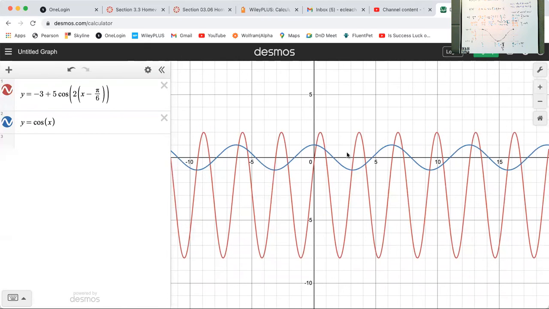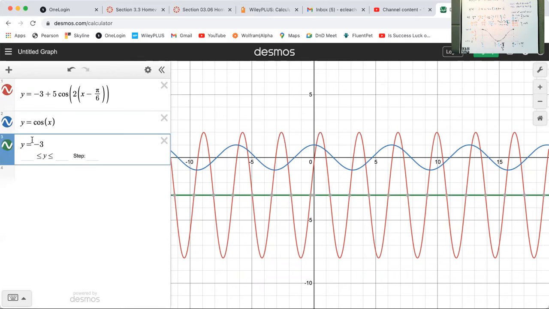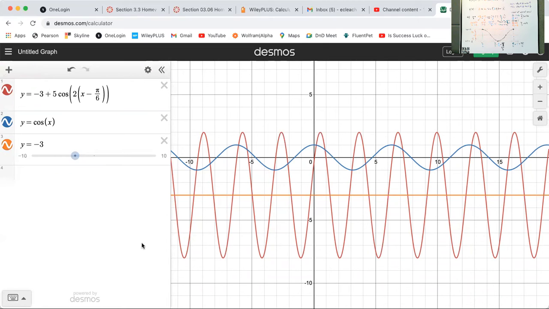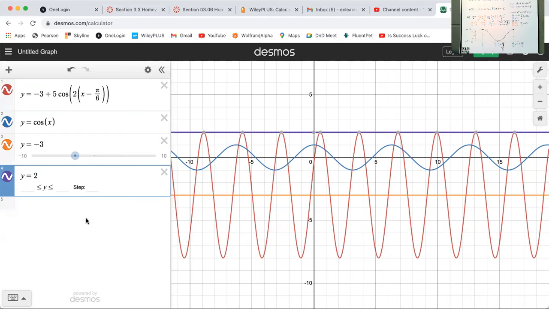So there's our original graph. Our middle is at y equals -3. Our top is at y equals 2. And the bottom is at y equals -8.